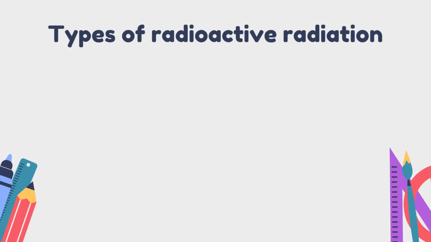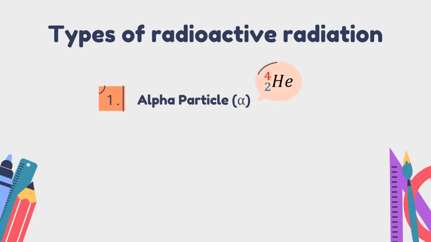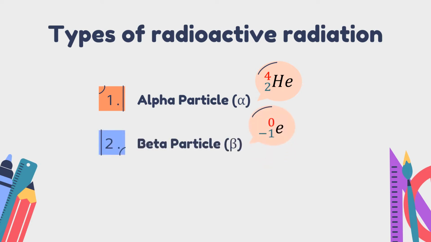These are the types of radioactive radiation. Number one is alpha particle, which is best represented by helium-4. Number two is beta particle, which is best represented by an electron. And the last one is gamma ray, which is best represented by the symbol gamma itself. So, these are the three types of radioactive radiation that you should know.